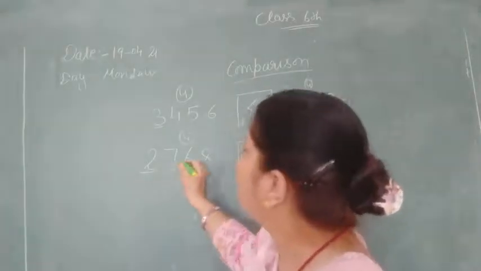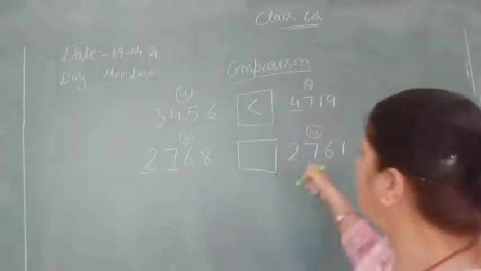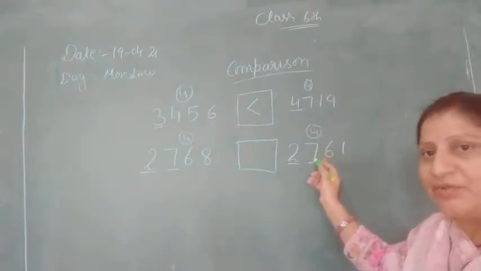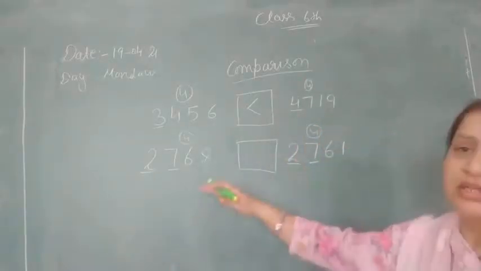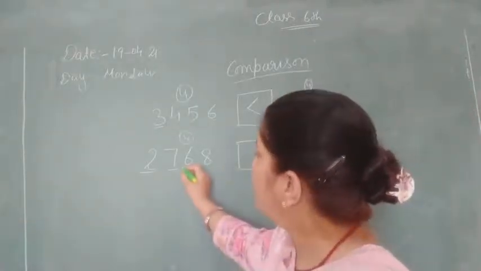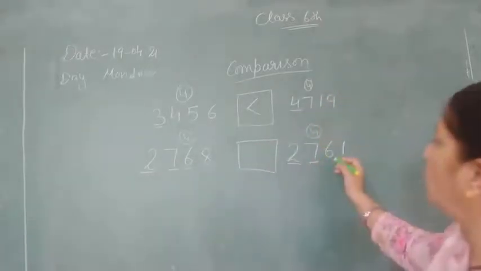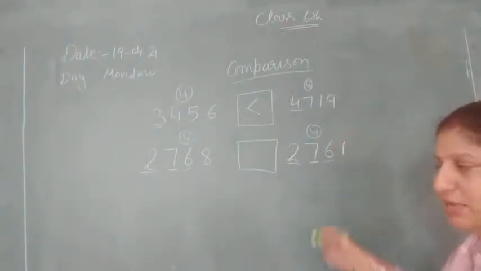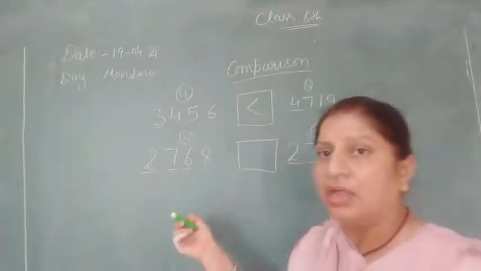In the next place we see that at the 100 place the number is 7. And here we see that the 100 place number is also 7. Now the situation is the same. We are not able to find which number is greater. So we go to the next step and we see that at the tens place we have the number 6. And here also we have the same number, 6 at the tens place. Now the situation is the same. Now we have to check the next number.